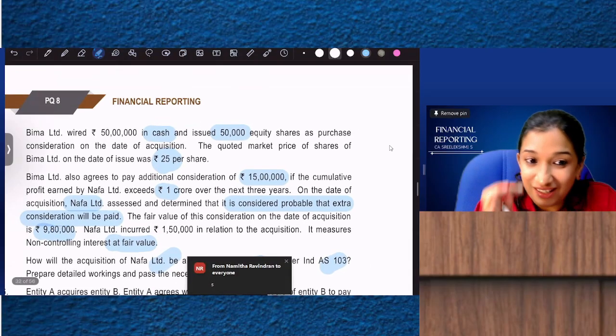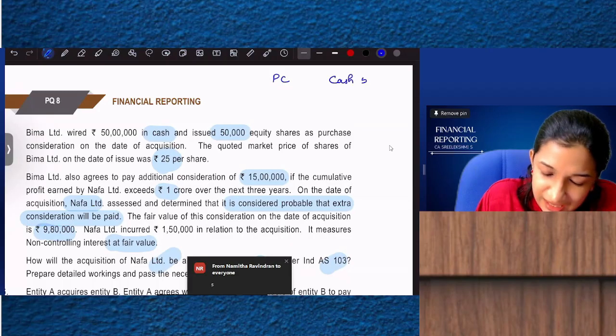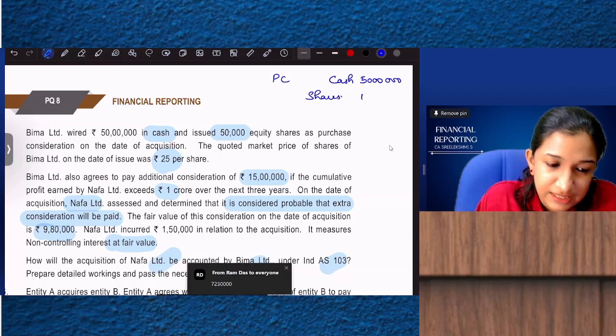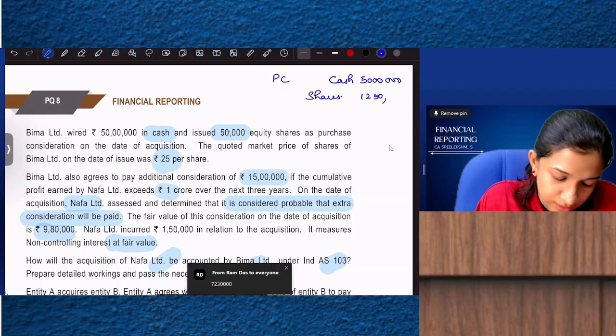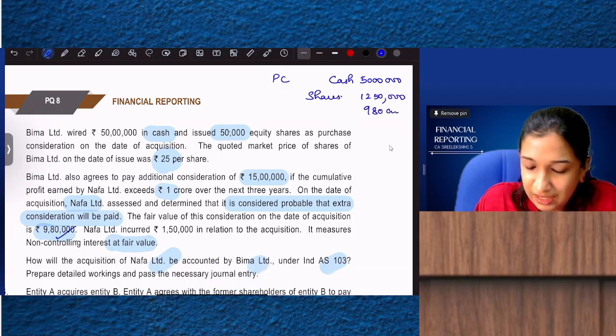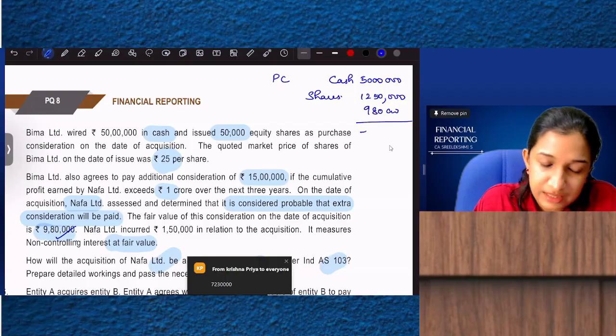Quickly, I'm just calculating what is purchase consideration. Purchase consideration is cash 50 lakhs. Share capital, fair value of shares issued, we already said 12 lakh 50,000. Then contingent consideration fair value is 9 lakh 80,000. So 50 lakhs plus 12 lakh 50,000 plus 9 lakh 80,000, 72 lakh 30,000 is PC.